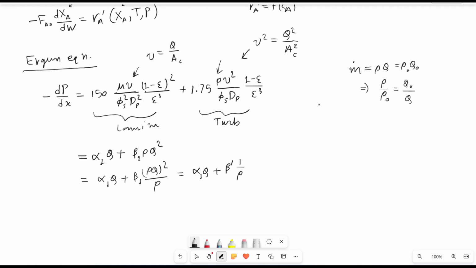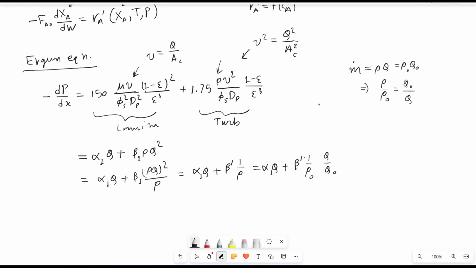Now rho is rho naught into Q naught by Q. So we can again simplify this expression: alpha 1 Q plus beta prime divided by rho naught, times Q by Q naught. This is the expression.